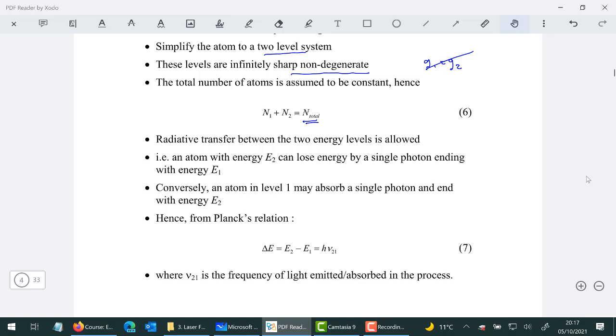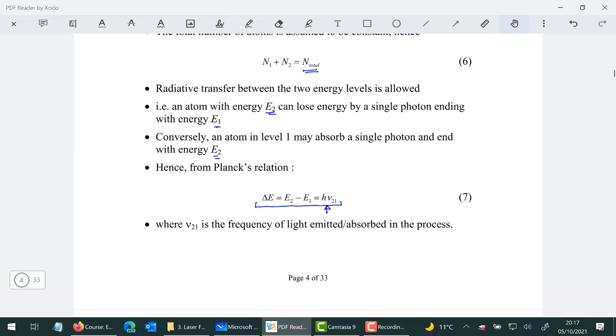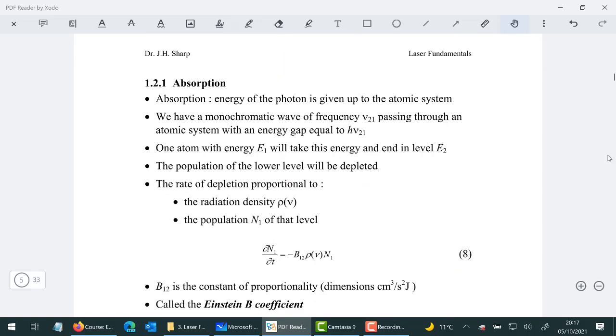Any atom sitting in energy level 2 can emit a photon, or lose energy by emitting a single photon, and ends up in level 1. Or an atom which is sitting in level 1 can absorb a photon and end up in level 2. And the condition for that to happen, as we've already seen, is that the energy gap between these two energy levels must be equal to the energy of that photon. So there are three processes here. There's absorption, there's spontaneous emission, and there's stimulated emission. So we'll think about each of these in turn.